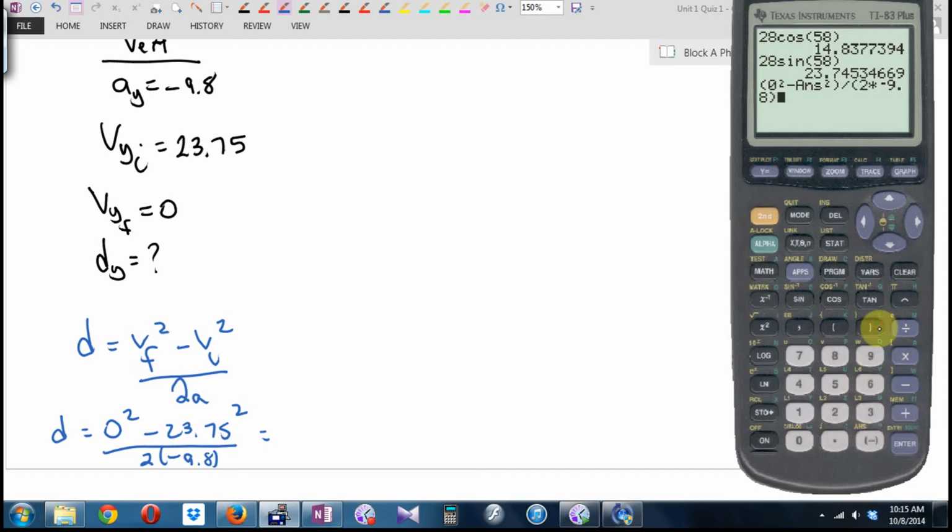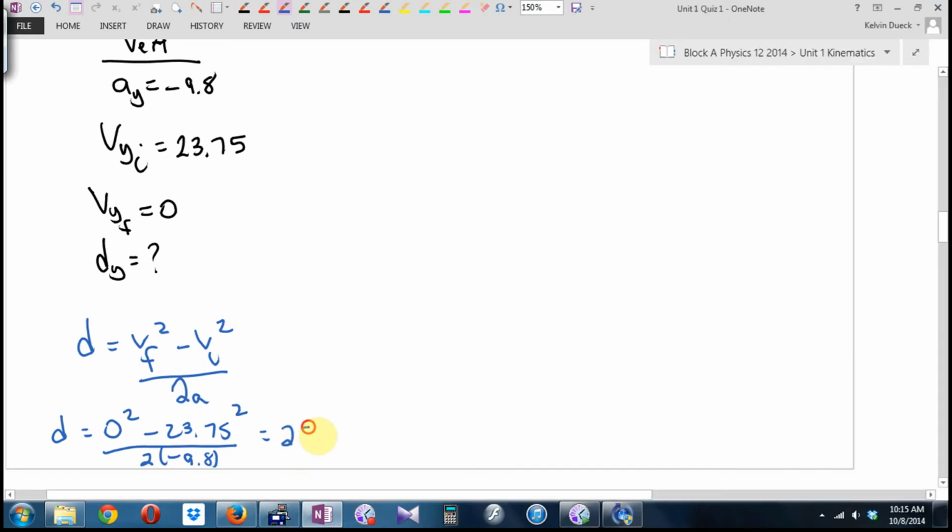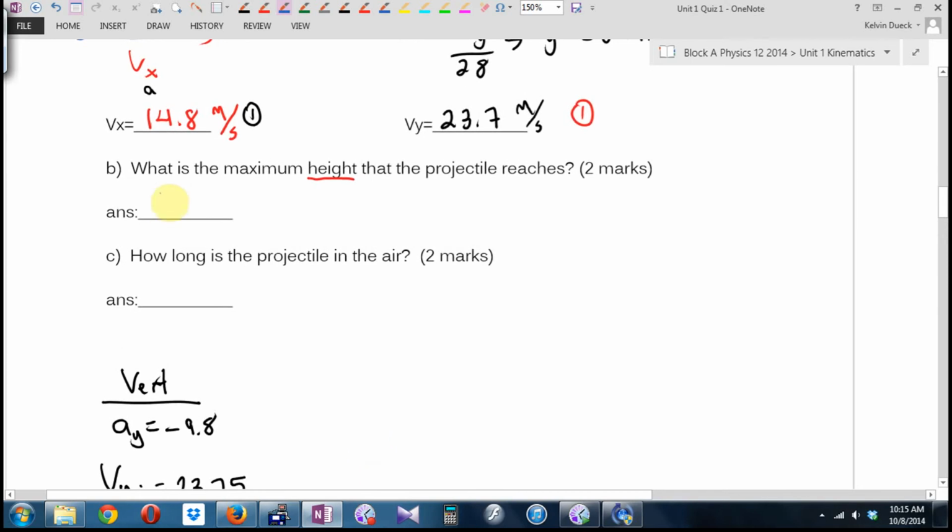Notice there's more than one number on the top and on the bottom. So brackets around the top and brackets around the bottom. And you get a height of 28.8 meters. Now, if you got that, you get 2 out of 2.